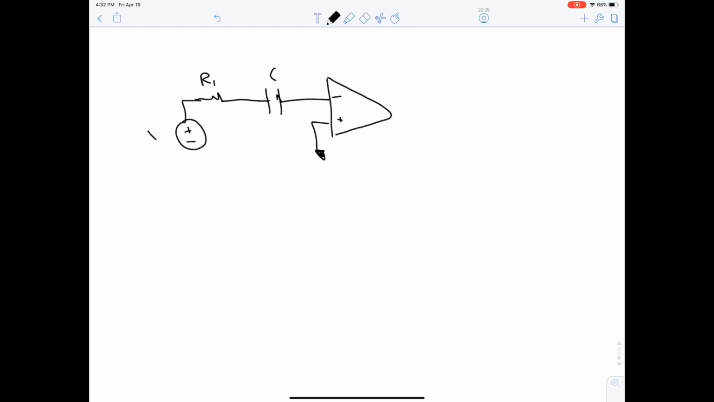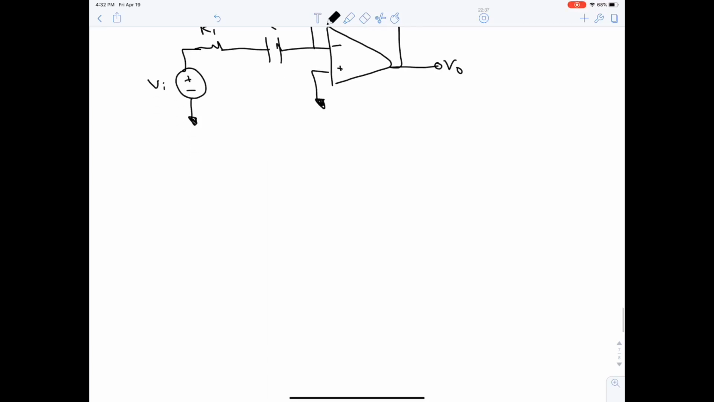Let's now analyze the active high pass filter. This is an op amp, grounded, capacitor, R1, VI, and it's grounded with another resistance, R2, and V output. Okay, let's find the type of the filter.